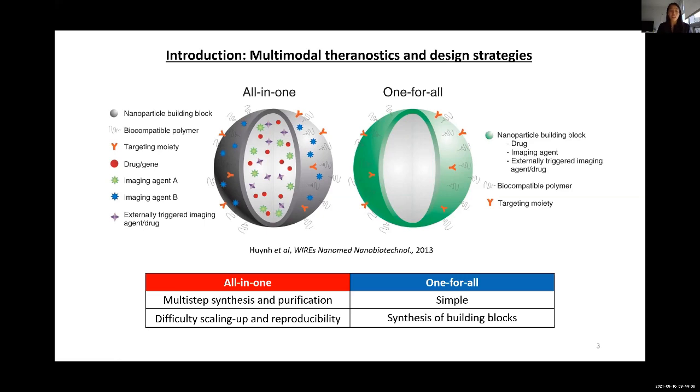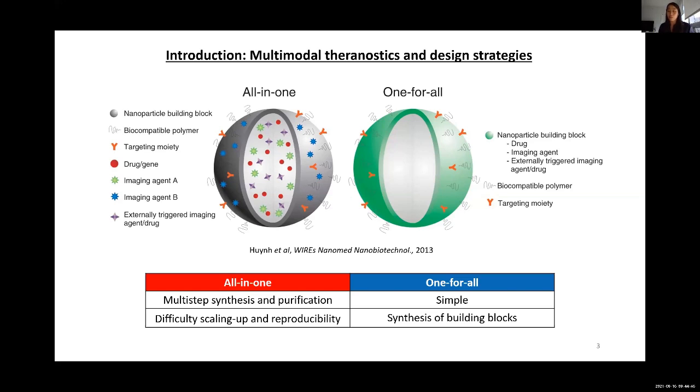Although it's really popular, it has some limitations, especially when the synthesis requires multiple steps. This can induce more complication in the fabrication and purification process for those nanoparticles. This raises a hurdle for clinical translation and causes issues such as scalability or reproducibility for these all-in-one approach nanoparticles.